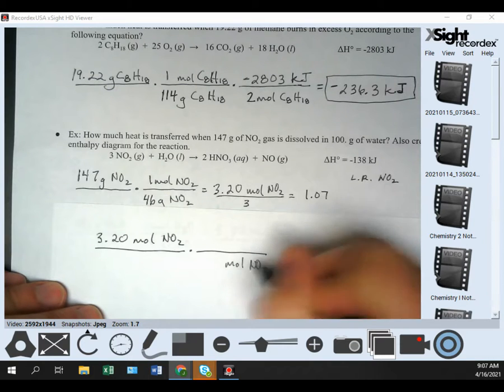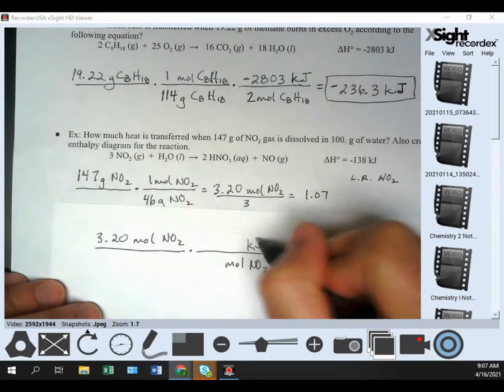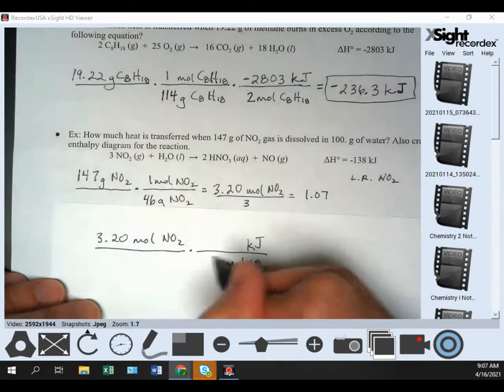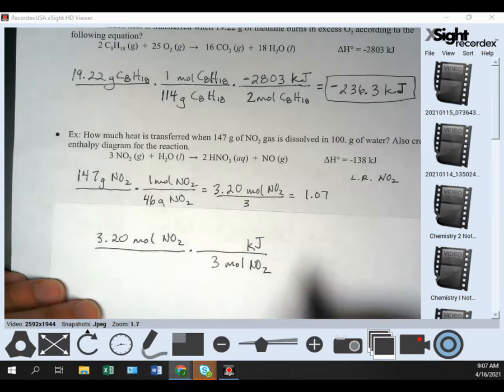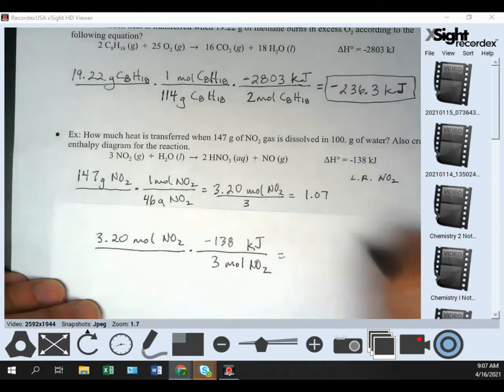I want to go moles to kilojoules, right? Yep, like this. And then in front of the moles, where do I get that number? Yep, so that would be 3. And in front of the kilojoules would be the delta H, right? So it'd be like this. And then I'd do the math in however many kilojoules, right?